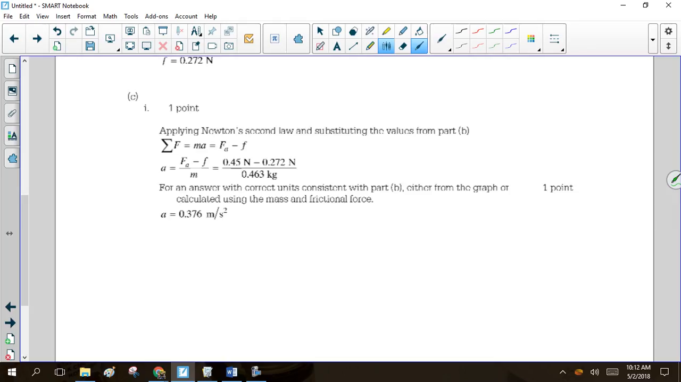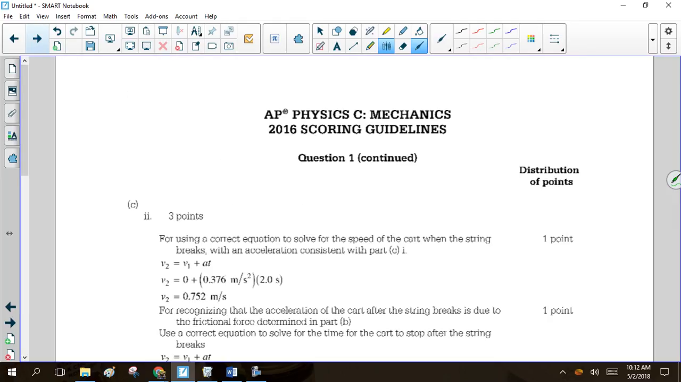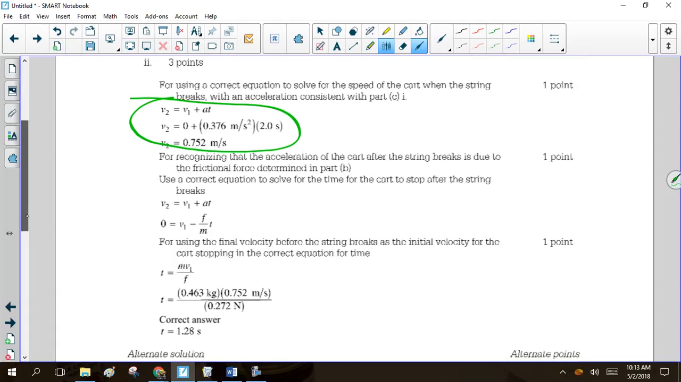Let's see, Roman numeral 2, the string breaks after 2 seconds. So you got to find the time it takes to stop. So after the string breaks, you guys, what should we be thinking about? What's our new net force going to be, guys? Whatever your frictional force was. Okay? So now what you need to do is find the velocity at the instant when the string breaks.